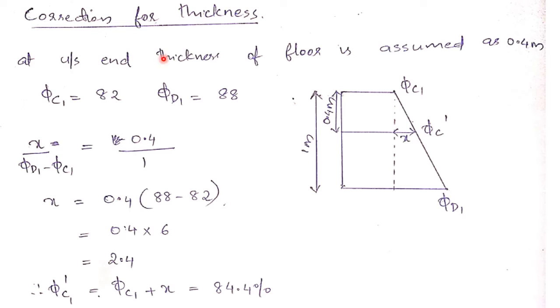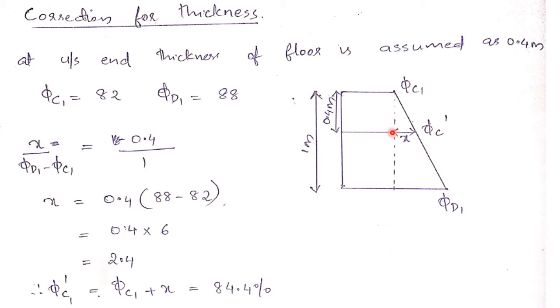Now, to find out the correction for thickness, I have taught you the way by using similar triangles. At upstream end, the thickness of floor is assumed as 0.4 meters. Now, phi C1 is 82, phi D1 is 88. Look at this figure. We have to find out the pressure value at thickness of 0.4 meters. So we have to find this value, that is phi C dash.